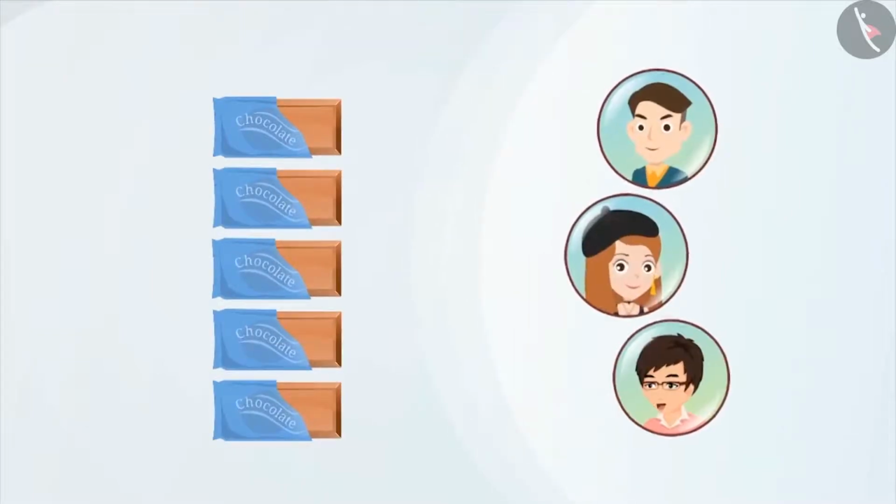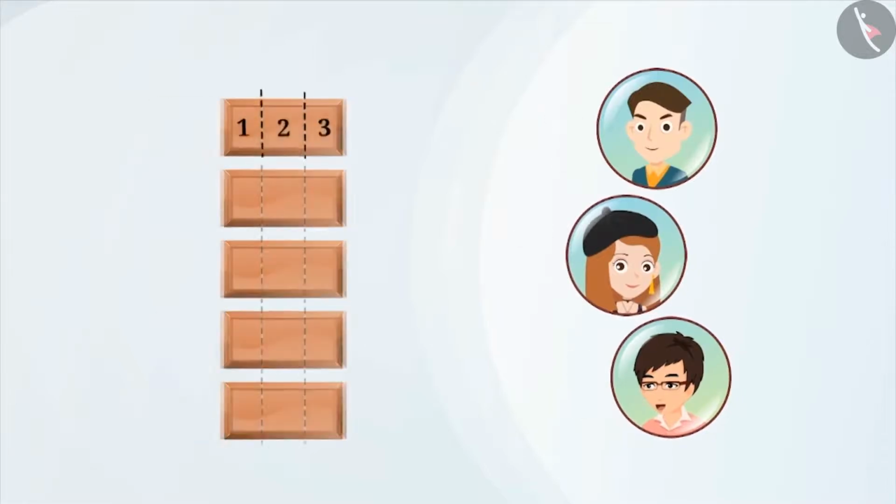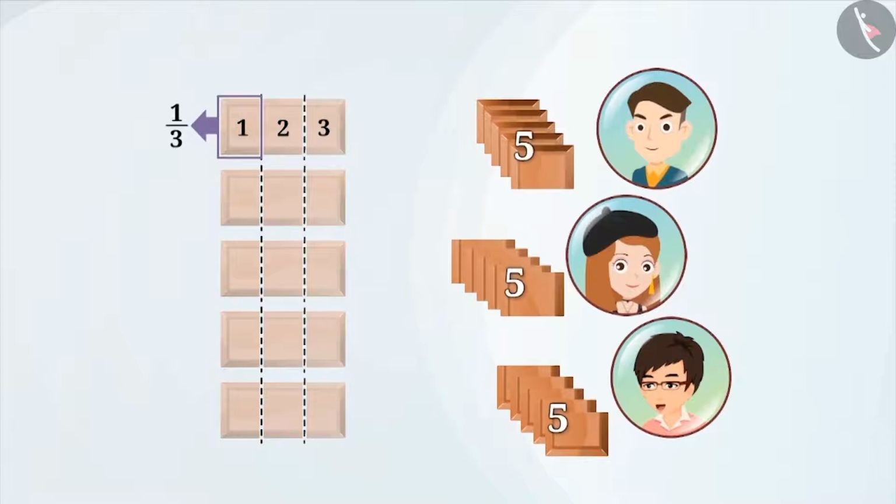Let's assume that you have 5 chocolates and you have to divide them equally among 3 people. Then how many pieces will each person get? For this, we have to divide each chocolate into 3 equal parts and give a part of each chocolate to each person. By doing this, each person will have 5 parts of 1/3 chocolate. Therefore, we can say that each person will get 5/3 chocolate.